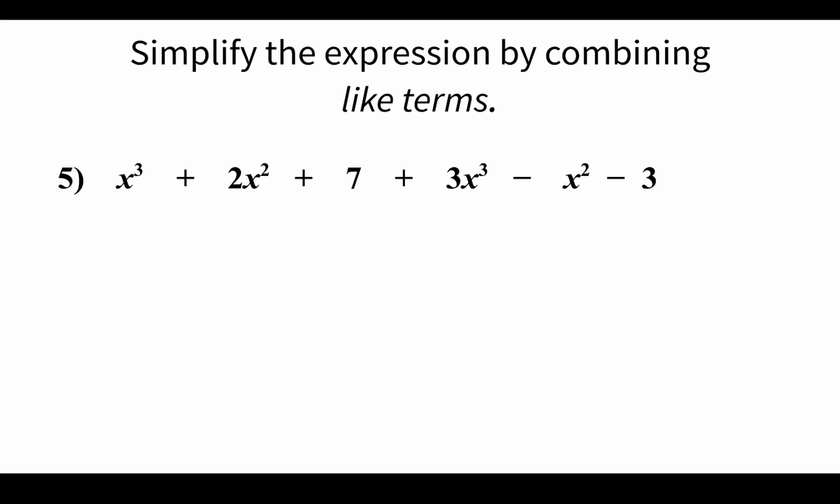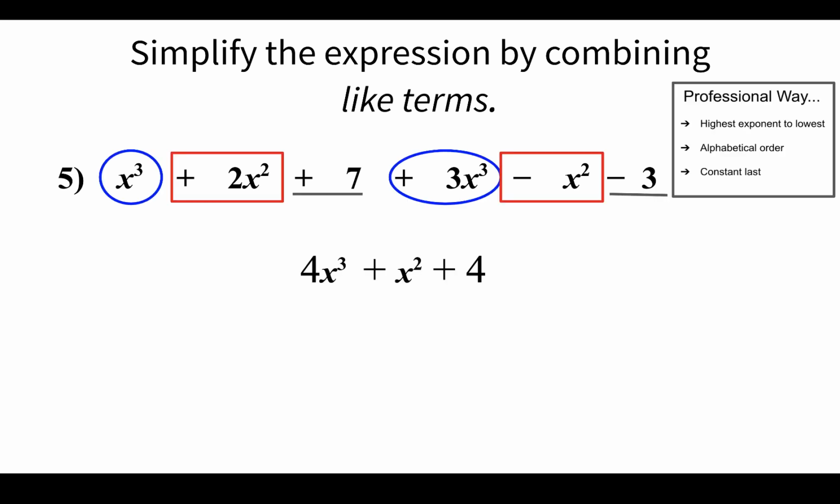Pause the video. You simplify this expression by combining like terms, and then come back and compare your answer with mine. When I simplified this, I get 4x cubed plus x squared plus 4. How'd you do? Remember that professional way to write it. Highest exponent to lowest, I have the exponent 3, and then exponent 2, so it's going highest to lowest. Alphabetical order, I only have x's, so that works out nicely.